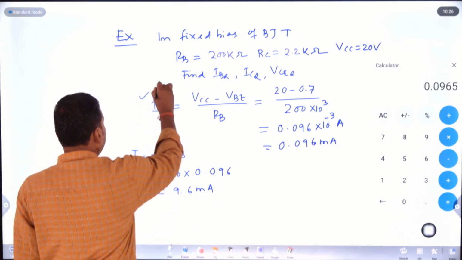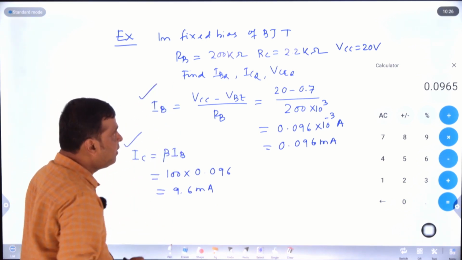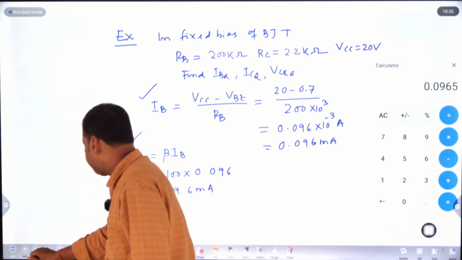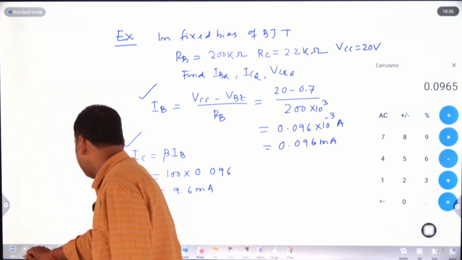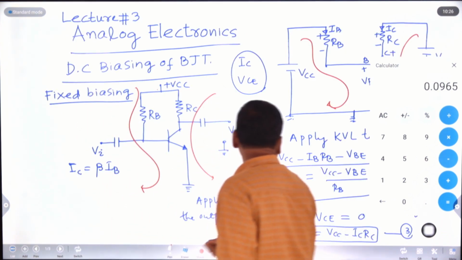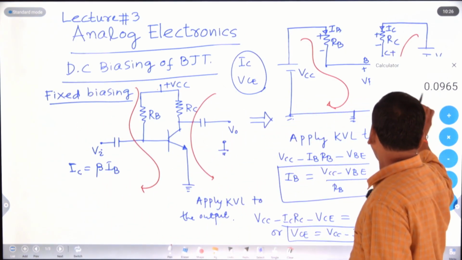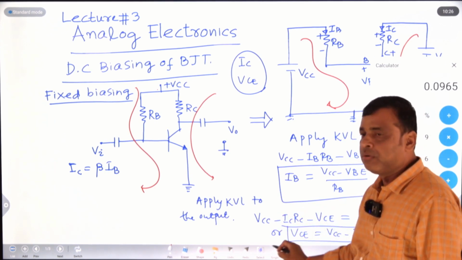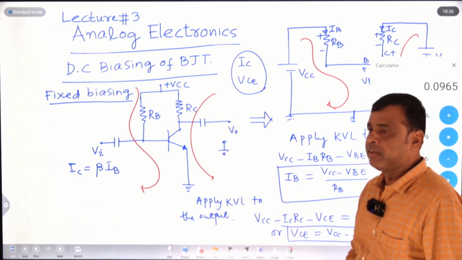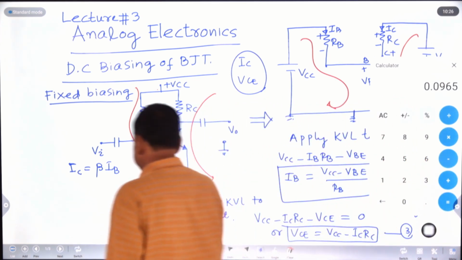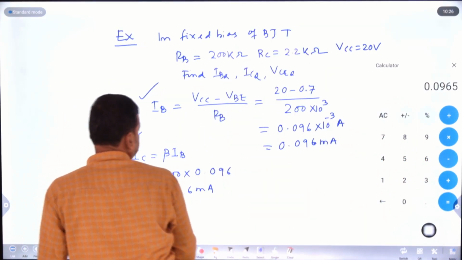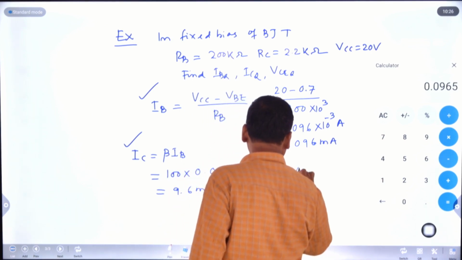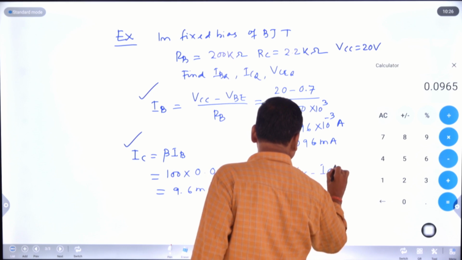You have already found IB and IC, and then the next is VC. If you apply KVL to the output, VCC minus ICRC minus VC equals 0, or VC equals VCC minus ICRC. Applying KVL to the output, VCE equals VCC minus ICRC.